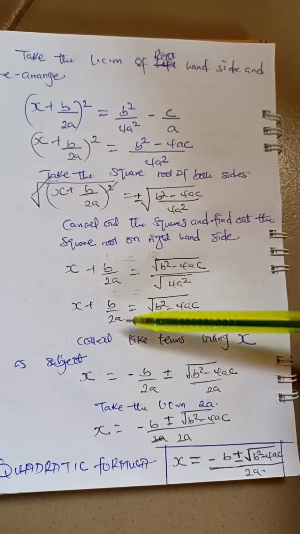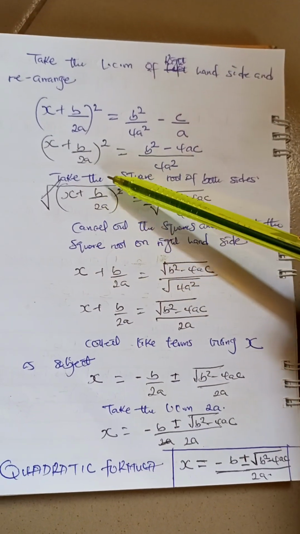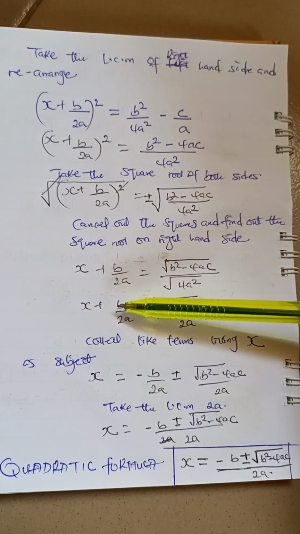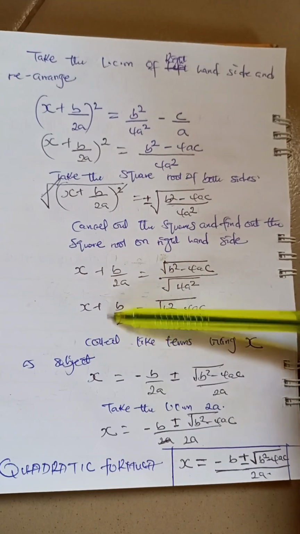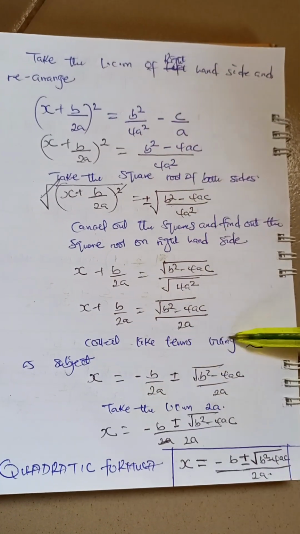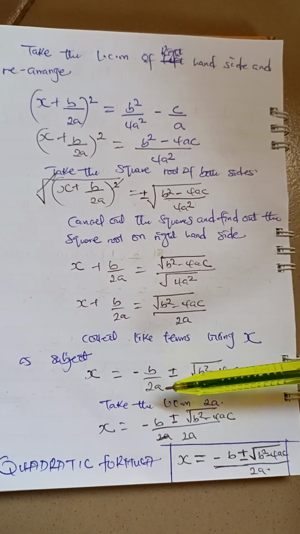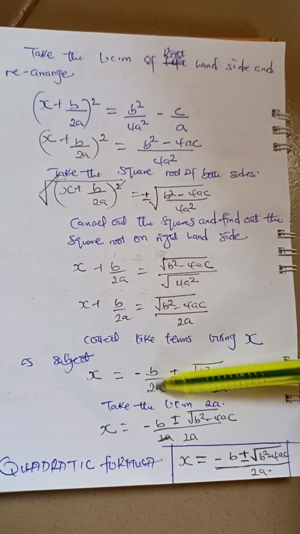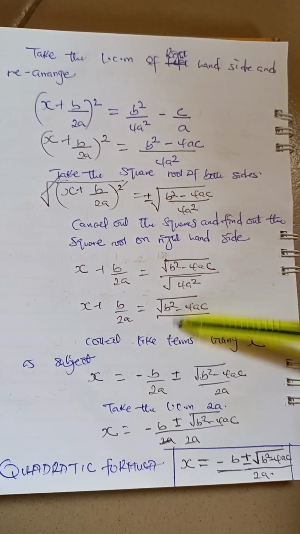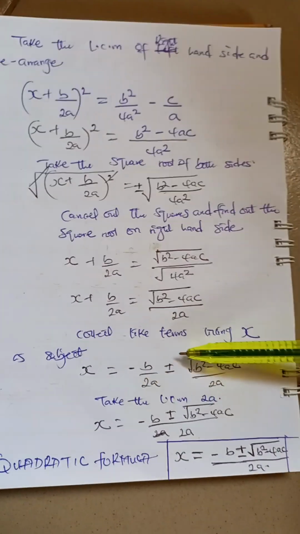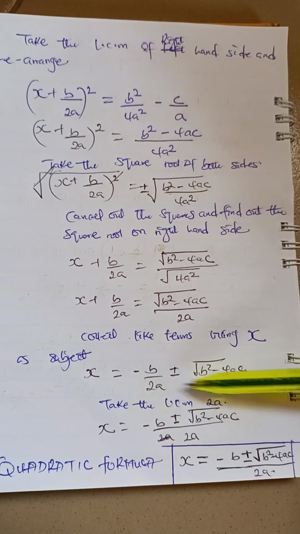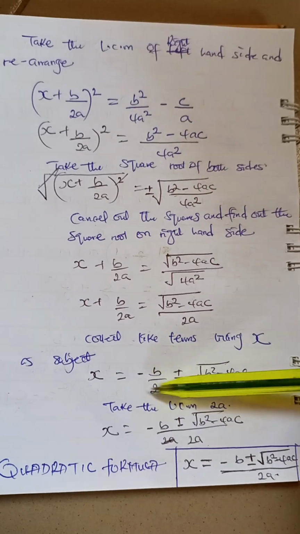Okay, let's come back to this now. After cancelling the square, what's the next thing we have to do? We take this b over 2a to the other side, collecting like terms, leaving x as the subject. Further solving, we see that the positive sign after the equality sign changes to minus, giving minus b over 2a. Now look at this: they both have the same denominator.